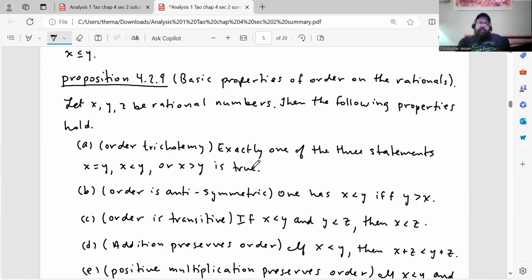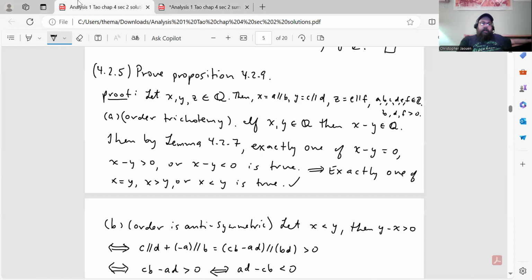So part A says exactly one of the three statements: X equals Y, X less than Y, or X greater than Y is true. So let's go ahead and prove that. All right. So before we start, X, Y, Z are rational numbers, and let X be A/B, Y equal C/D, Z equal E/F for all A, B, C, D, E, F integers, where B, D, and F are assumed positive. Okay, so let's do order trichotomy.